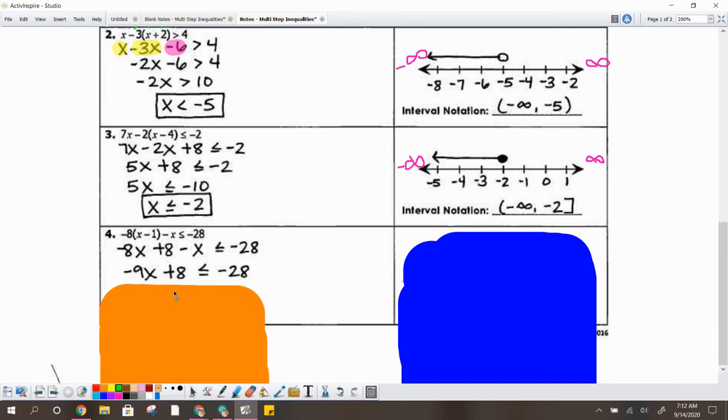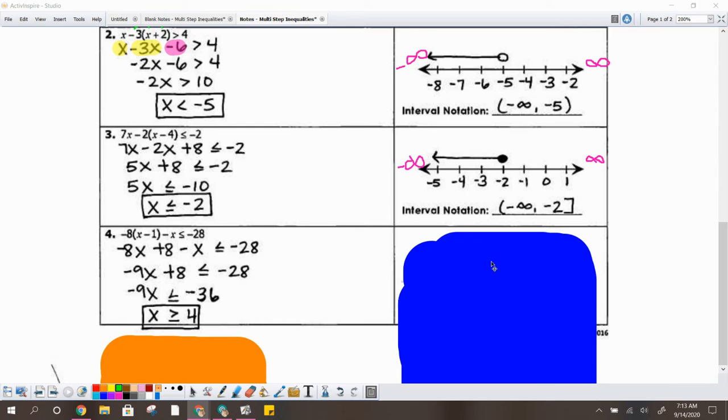The next step is to subtract 8 from both sides. And then we're going to divide by negative 9. And since we're dividing by a negative, we're flipping that sign. Okay, so we have x is greater than or equal to 4. So I want you to pause the video. I want you to create the number line, and I want you to write it in interval notation.